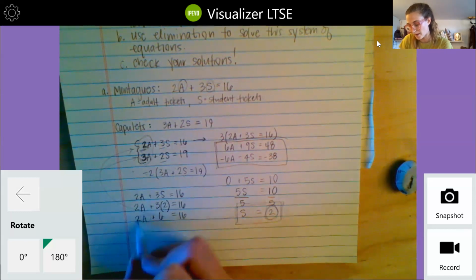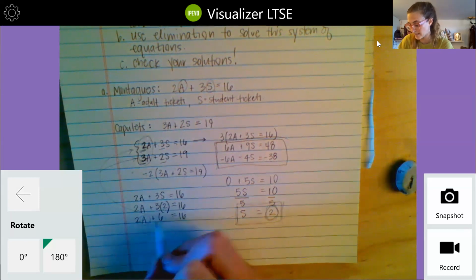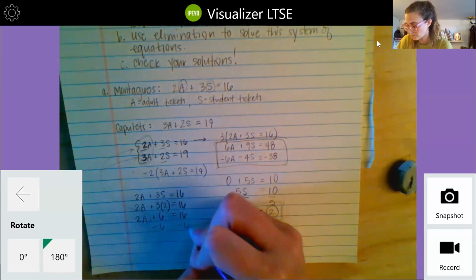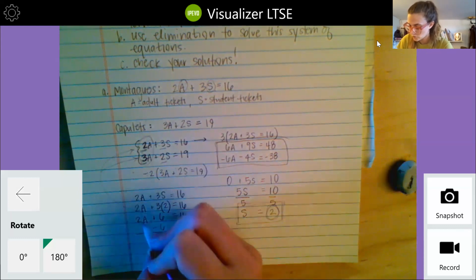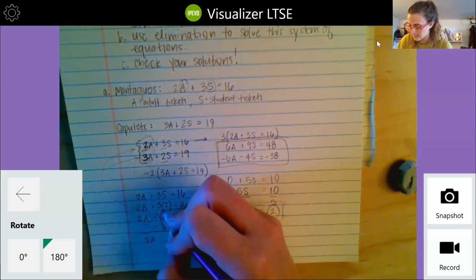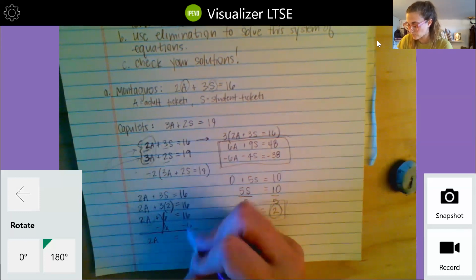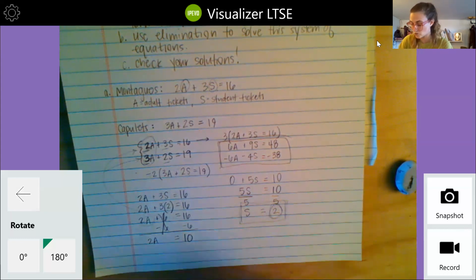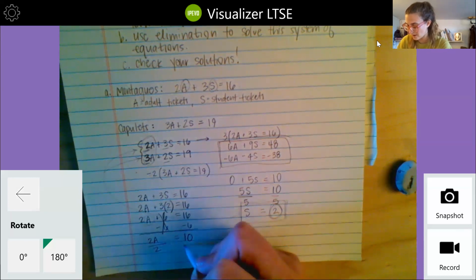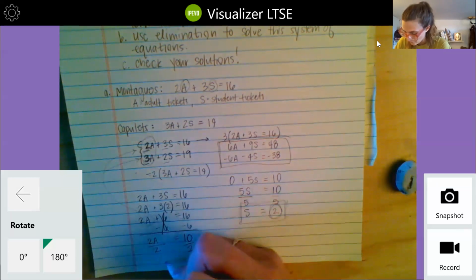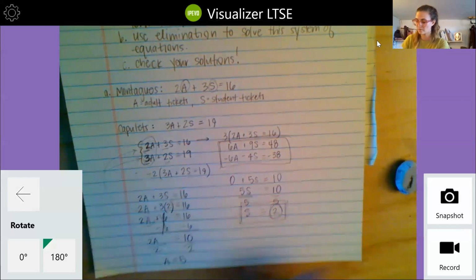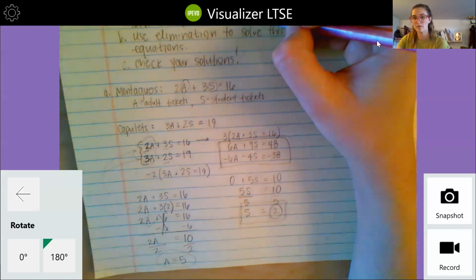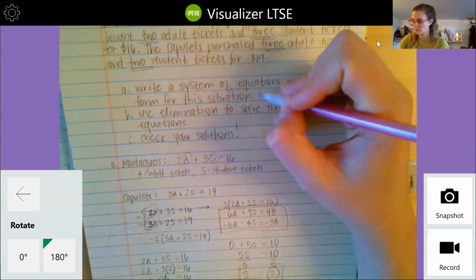I want to get this a all by itself. So first I need to get rid of my 6. So since I'm adding 6 here, I need to subtract 6 to get rid of it. 2a, these guys cancel out, and that's equal to 16 minus 6 is 10. Now I need to divide this side by 2, divide this side by 2, and I'm left with a equals 5. A equals 5.